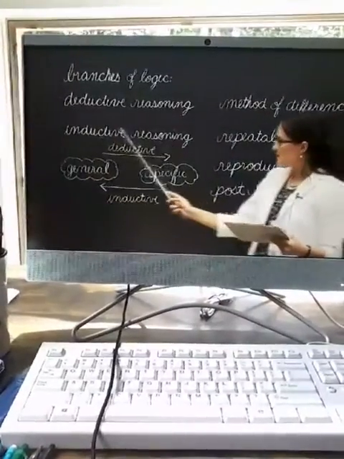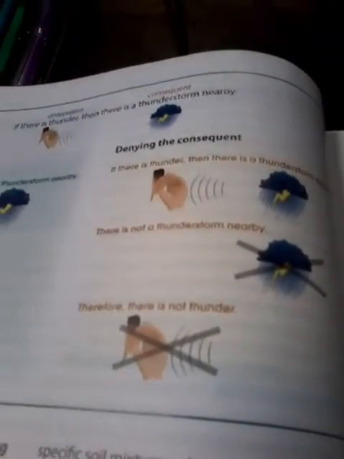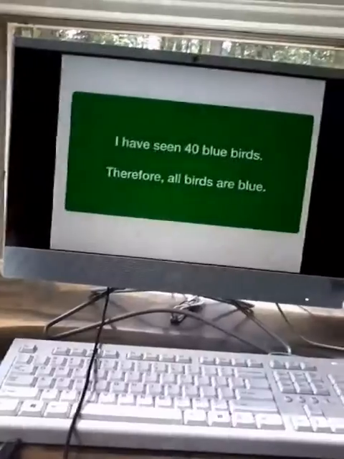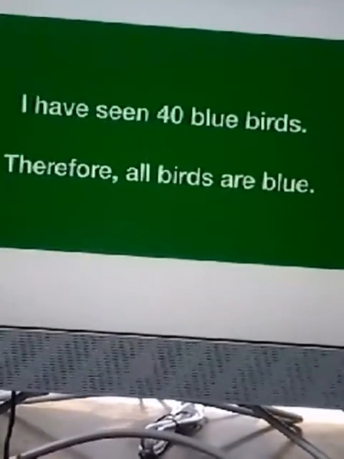So, inductive reasoning does the opposite. You know the specifics, and from that you're drawing a general conclusion. 40 blue birds. Therefore, all birds are blue. Okay, so I'm starting with the facts and details that I have seen.